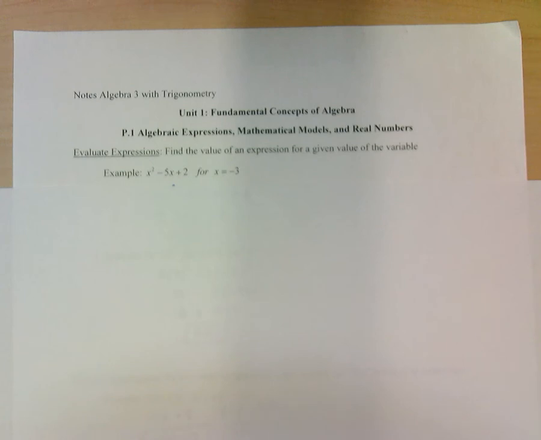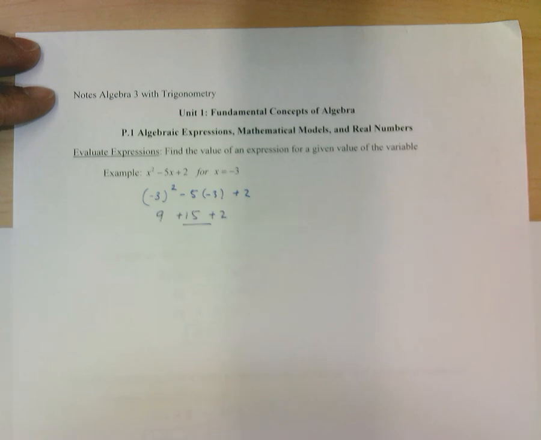Notice my expression isn't equal to something. I'm not solving for x. I'm just replacing x. So I put negative 3 everywhere there is an x. But I do use parentheses, and that just helps me from making a mistake, putting numbers together or forgetting to do an operation, order of operations, especially with negative numbers. So I replaced the x with a negative 3 everywhere.